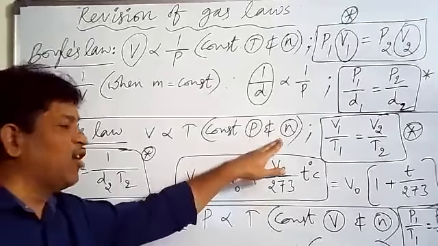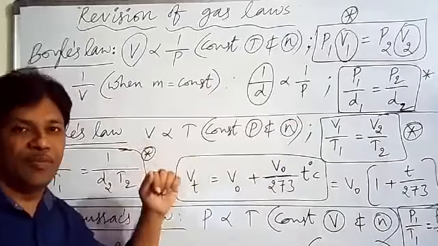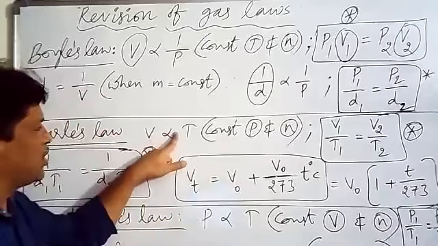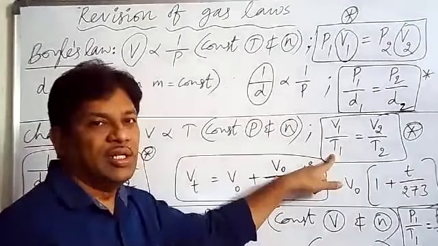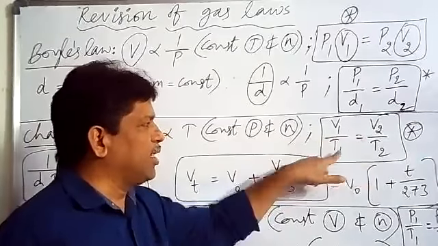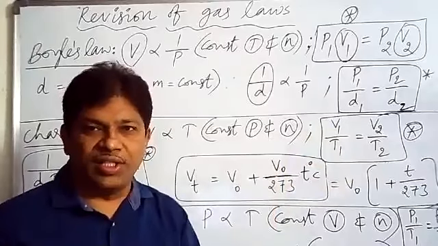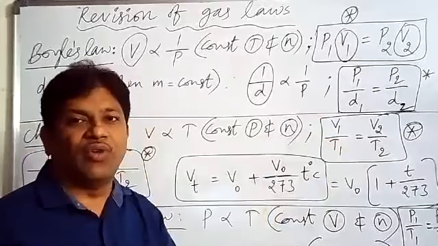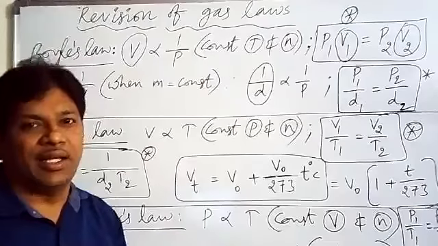When pressure and number of moles are both constant, volume is directly proportional to temperature. This is Charles' law. From this, V is equal to some constant into T, so V by T will be constant. We can write V1 by T1 is equal to V2 by T2. When temperature is changed from T1 to T2 and volume from V1 to V2, we use the formula V1 by T1 is equal to V2 by T2. That is the Charles' law equation.